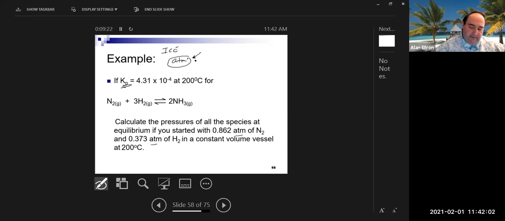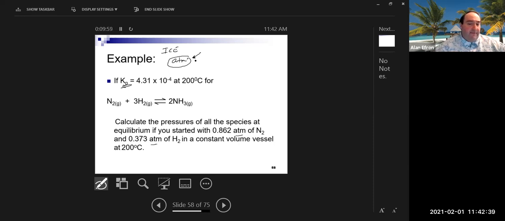Even in a problem where, as I mentioned last week, they give you the pressures in millimeters of mercury or torr, and they ask you to give the answer in millimeters of mercury or torr, but you need to use an ice table to solve the problem, you do need to convert them into atmospheres, put those atmospheres in the ice table, solve the ice table in atmospheres, and then at the end convert it back to whatever unit you're looking for. So that's an important aspect of dealing with pressures and ice tables.